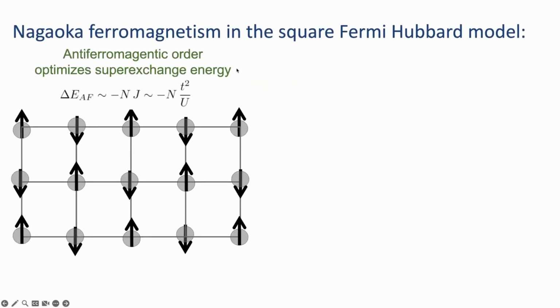Okay, so let's take a step back and think about the original idea of Nagaoka of a non-superexchange mechanism of magnetic order. When we think about the superexchange interaction, we all remember it's antiferromagnetic, it's t squared over U. So if we have a lattice and the system develops antiferromagnetic order, there is a gain of t squared over U per site. Therefore the energy gain scales with the system size.